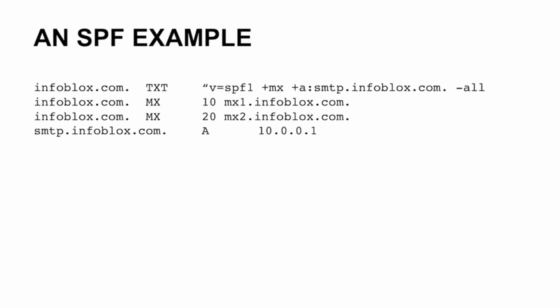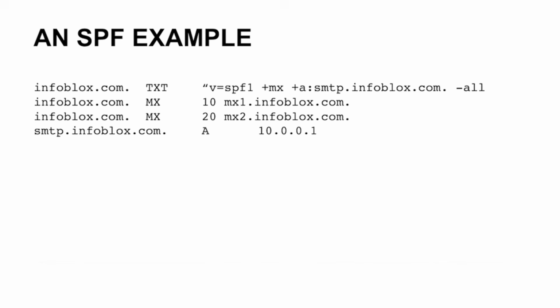The next term, the +mx mechanism, allows any mail servers listed in MX records for the domain name to also send email addressed from the domain name. You can see the two MX records below. Together, mx1.infoblocks.com and mx2.infoblocks.com would be authorized to send email from infoblocks.com addresses. The a mechanism explicitly allows the host with the address that smtp.infoblocks.com maps to send mail from infoblocks.com addresses. And the -all mechanism says that no one else is authorized to send such email.